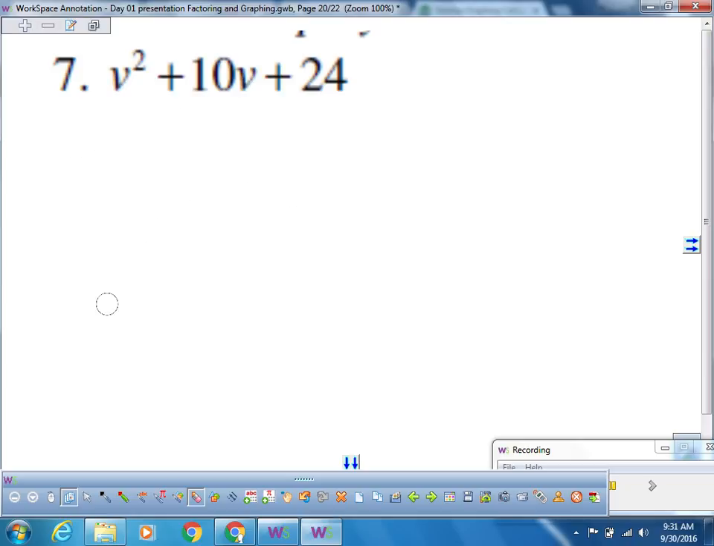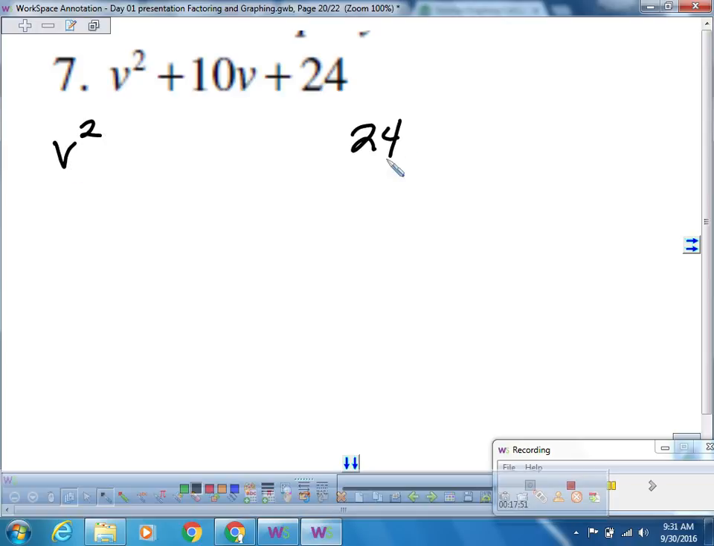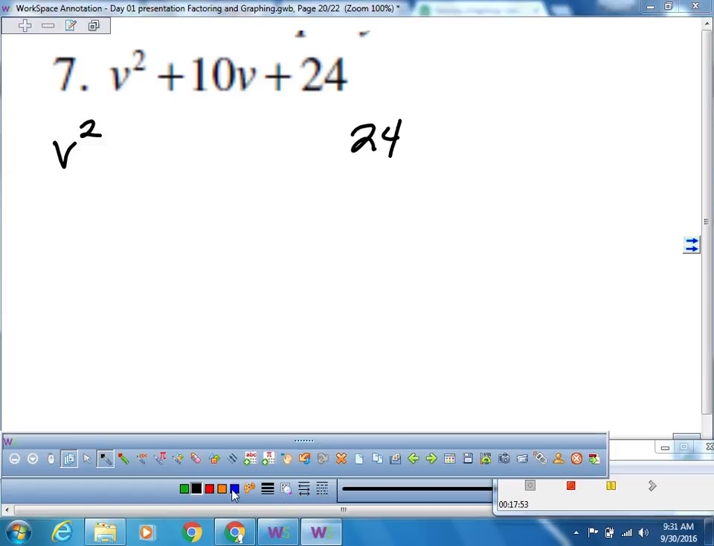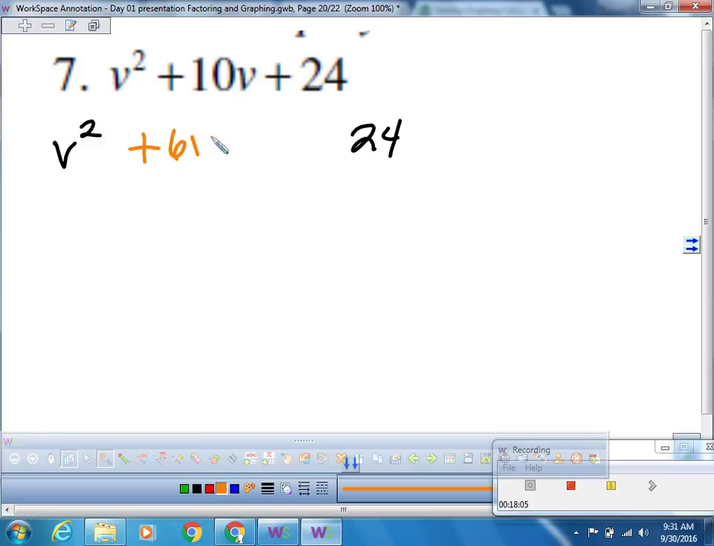I'm going to do it the other way. All right, so I have a V squared, and I have a 24, and I'm going to split. It's the same thing, you guys. It's just one more line of work, okay? And I have 10V, and I'm going to split it into two things. So what two things can I split it into that's going to make 24? 6 and 4. So plus 6V plus 4V. So it's just one more step.